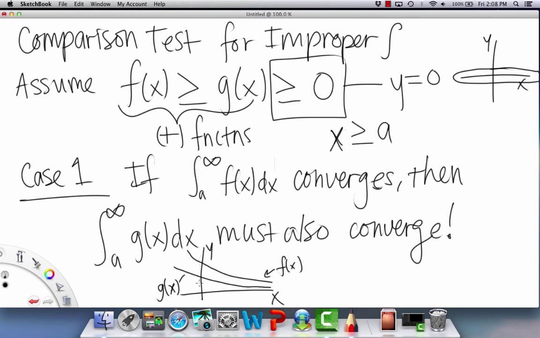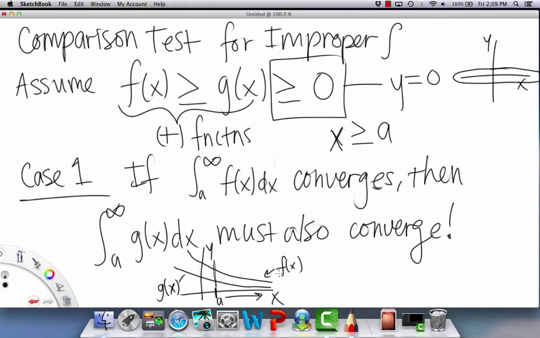So this is what our graph looks like, and then we're taking the integral from a, let's say a is here. A could also be on the left side of 0, it doesn't really matter. You just have to set an a, or the problem will give it to you. So from a to infinity, everything to the right of this line is what we're looking at. Case 1 is saying if the integral from a to infinity of f of x dx converges, then g of x must also converge.